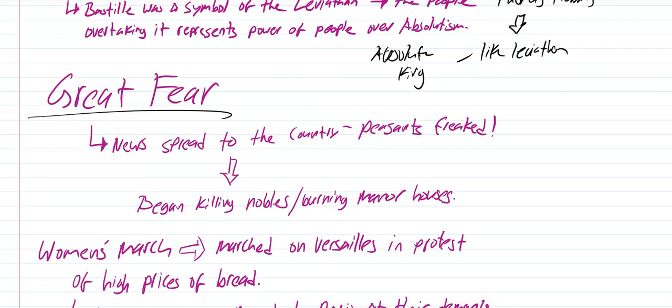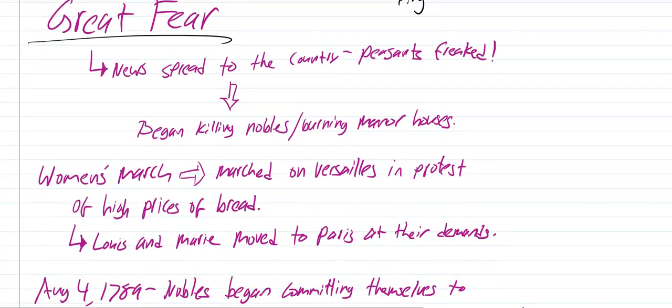So soon after this, you've got the Great Fear, which is basically news of the rebellion, and rebellion itself had begun to kind of spread to the countryside, and peasants were freaking out because they were afraid that nobles were out hiring outlaws in order to kill and terrorize them. And so they responded by basically rebelling against their feudal lords, and they would run in, kill nobles, and they would burn down manor houses.